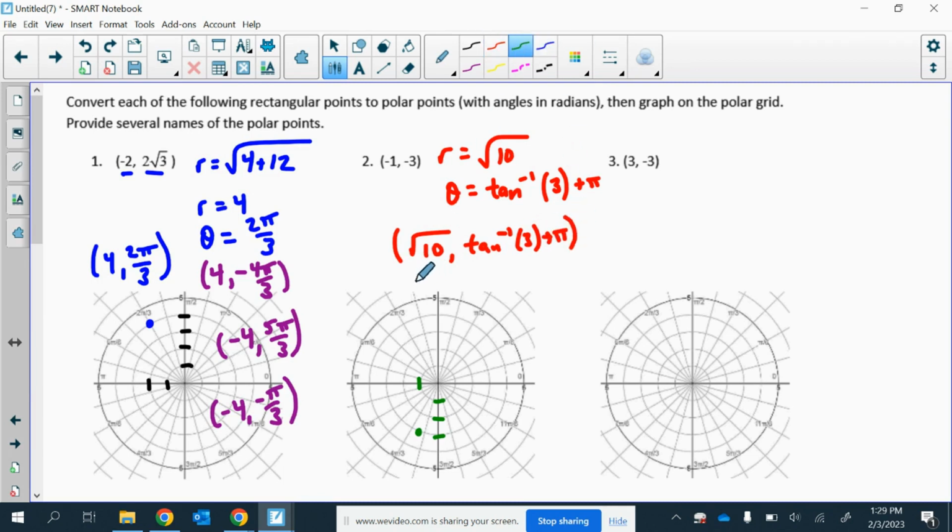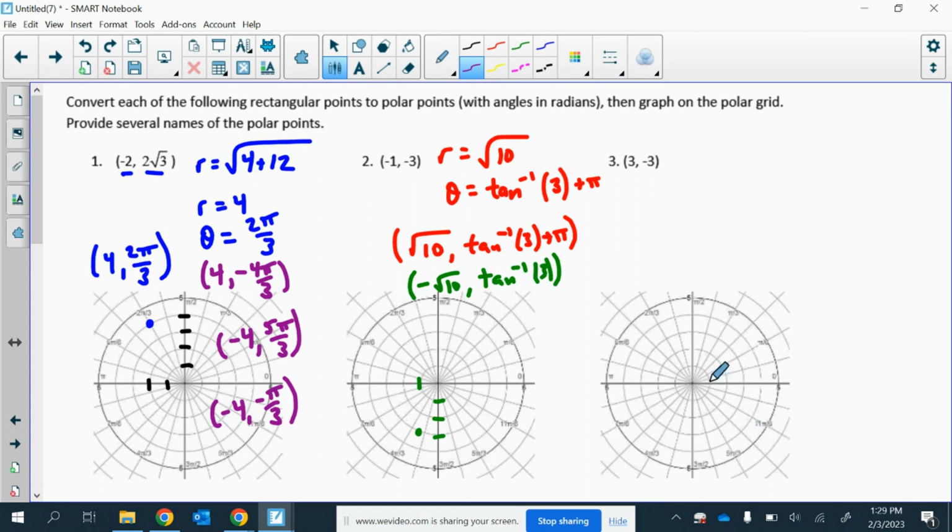Now I could do some other ones, so I'll name one other point. So negative root 10, arctangent of 3. So if I don't add pi, that means I get a first quadrant angle. And so that would be over here somewhere. And if I do that, I could just do the negative radius in order to put it down there. 3, negative 3.